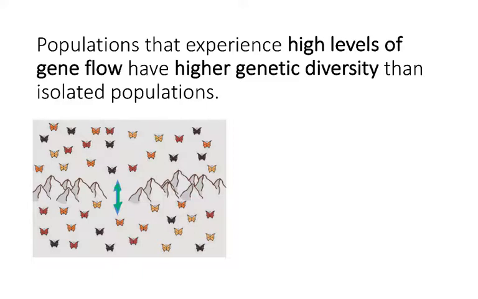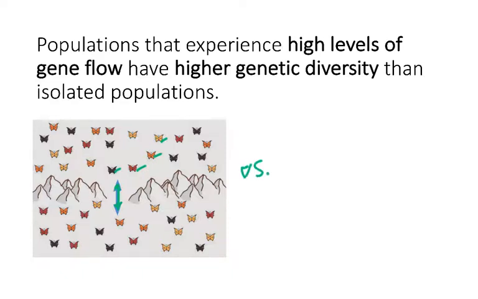So, assuming they're reproducing across these different populations, we are having some gene flow that's leading to higher genetic diversity. If we use the color of those butterflies as a proxy for genetic diversity, we can see that on both sides of the mountain range we have some black butterflies, red butterflies, orange, yellow, etc. So if we have gene flow, we have higher genetic diversity.